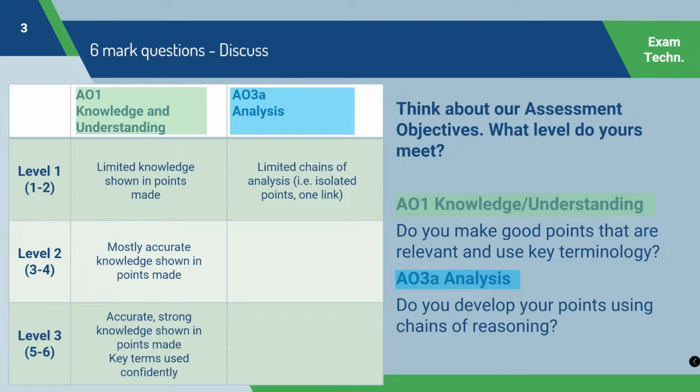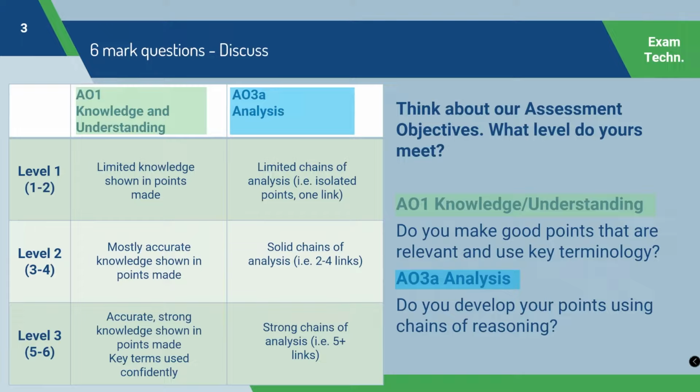So level 1, you might see one link, you might see isolated points, lack of development, but a student might have made a point. For level 2, you would expect to see some level of analysis, so some chains of reasoning, some links, probably between 2 and 4 links. And then for level 3, you would need to see at least 5, if not potentially more, links. So if you do 2 BLTs, for example, as Mike mentioned just earlier, you would expect to see 6 links there, and therefore that should demonstrate level 3.